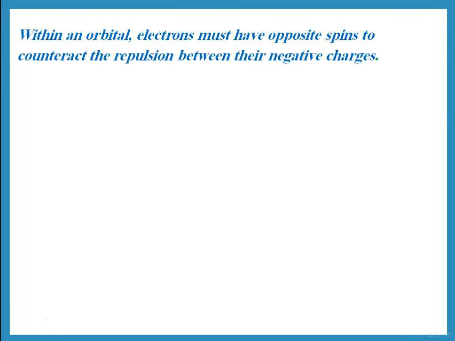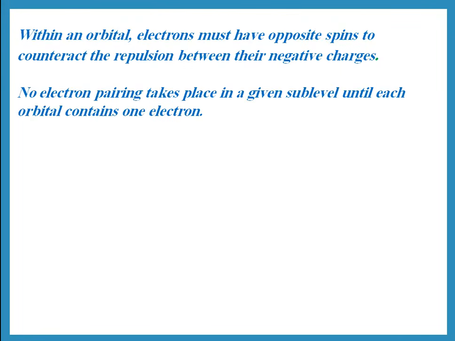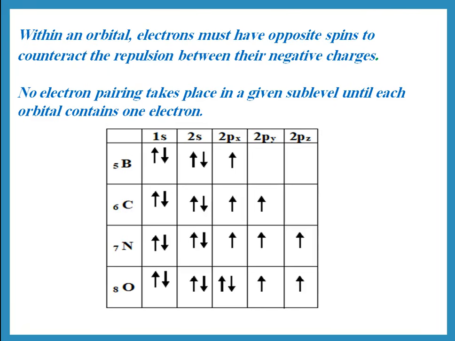Within an orbital, electrons must have opposite spins to counteract the repulsion between their negative charges. You know that each electron has a negative charge. Now, if I'm going to put 2 electrons into the same orbital, they would tend to repel each other because they have the same charges. So they have found that electrons have opposite spins in order to counteract this repulsion. And that means that no electron pairing takes place in a given sublevel until each orbital contains 1 electron, because we don't want, as much as possible, to put 2 electrons together. But if we have to, we will.